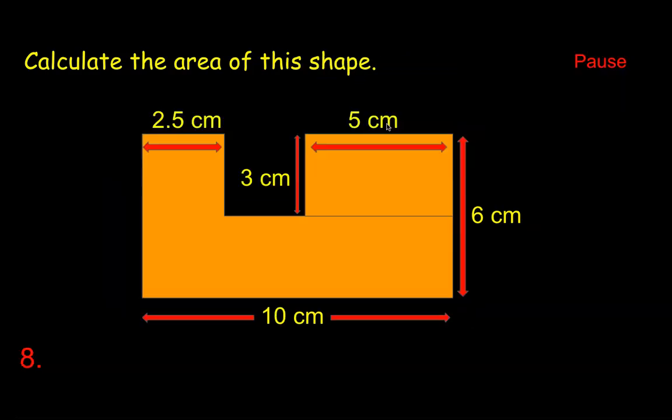Question 8. This is like a U shape, sort of. Now, we could divide it up again. This shape there is not a square, even though it looks like a square, because it's 2.5 by 3. So we'd have a square and a rectangle, another rectangle. Again, I'm not going to do that. What I'm going to do here is calculate the area of the whole thing and then the area of this cutout and work it out from there.